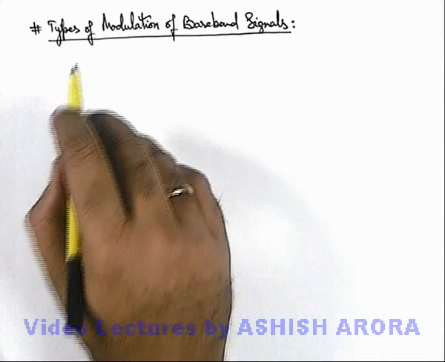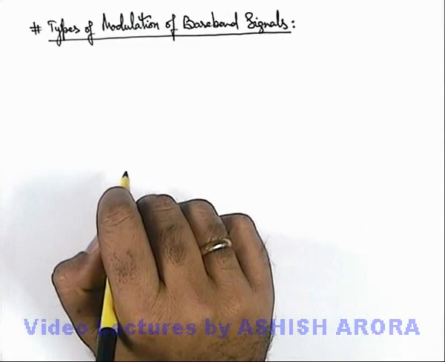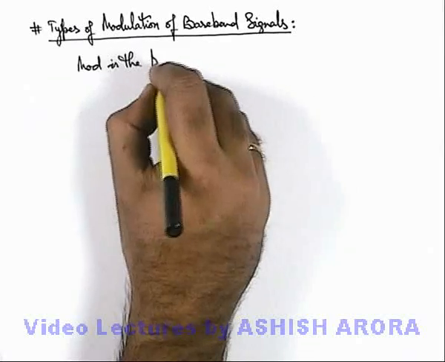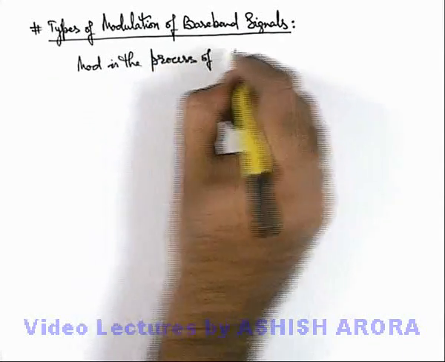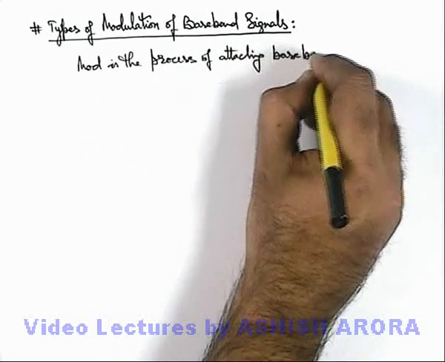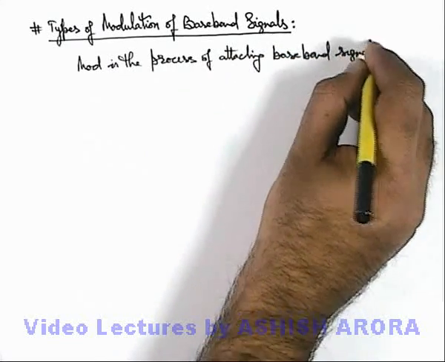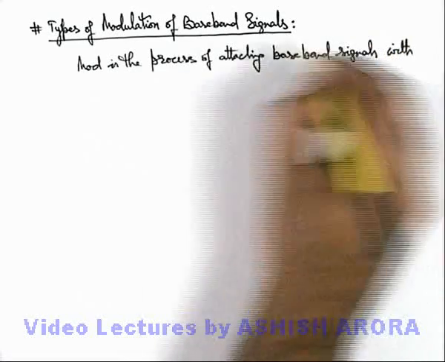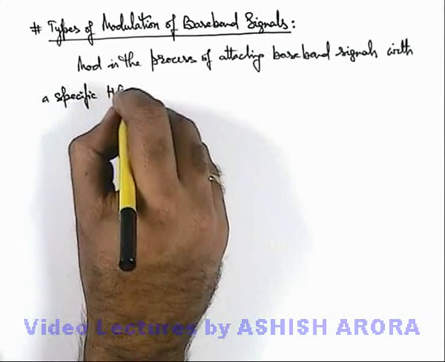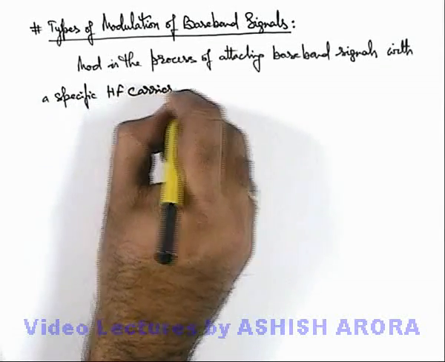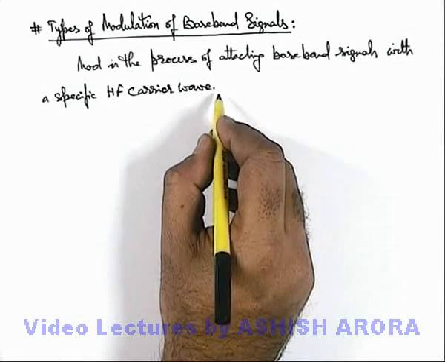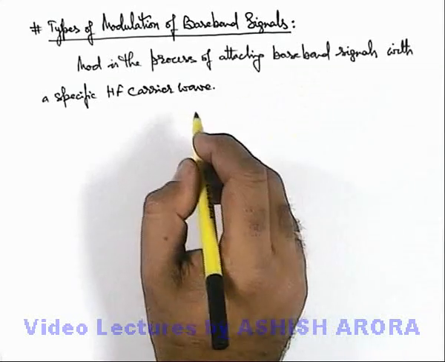Now we'll discuss the types of modulation of baseband signal. Here we already discussed that modulation is the process of attaching baseband signals with a specific high frequency carrier wave. So we must understand the carrier wave first, over which the baseband signal is to be attached.